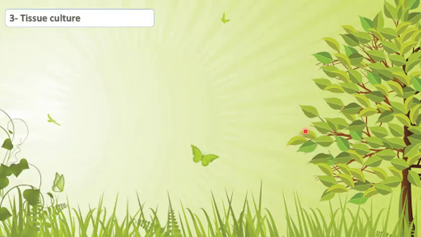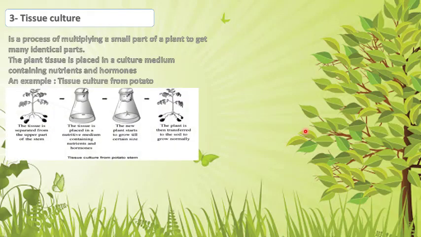The last one is tissue culture. It is a process of multiplying a small part of a plant to get many identical parts. The plant tissue is placed in a culture medium containing nutrients and hormones. Examples like tissue culture from potato.